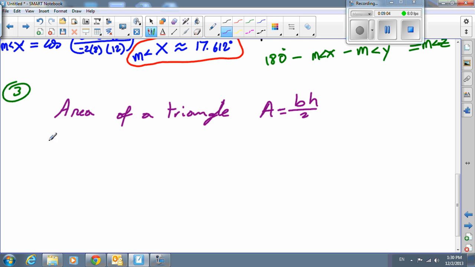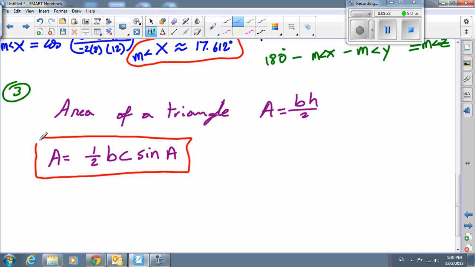Well, the new formula is this. The area of a triangle is equal to 1/2 of b c sine of A. This is a formula that I want you to memorize instead of 1/2 base times height. This one is obvious because sine of 90 degrees is 1. That's why 1/2 base times height was just base times height over 2, because in a right triangle the sine is 1.